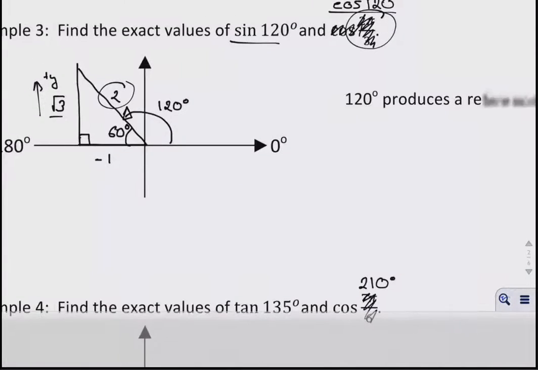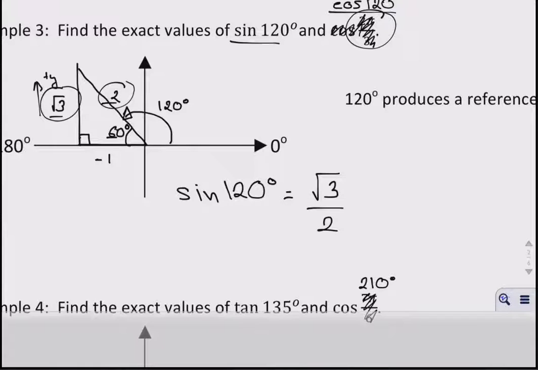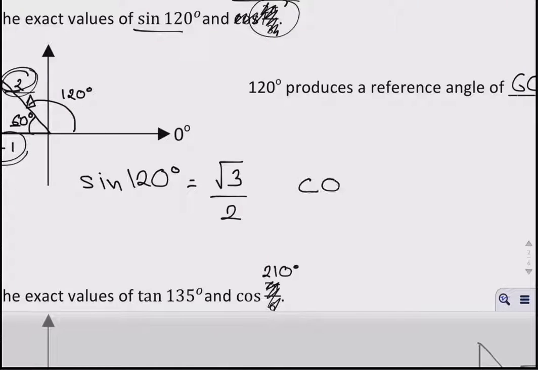So with that in mind, sine of 120 is just like taking sine of 60. Okay, so we look at opposite, which is root 3, hypotenuse, which is 2, and we can say that sine of 120 is equal to root 3 over 2. Now for cosine, it's slightly different because cosine uses the adjacent side of negative 1 and the hypotenuse of 2. So cosine of 120, the exact value, is going to be negative 1 over 2.